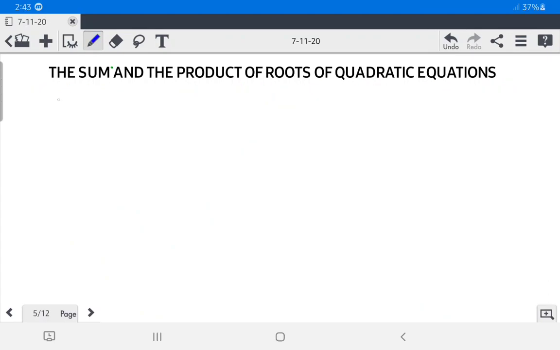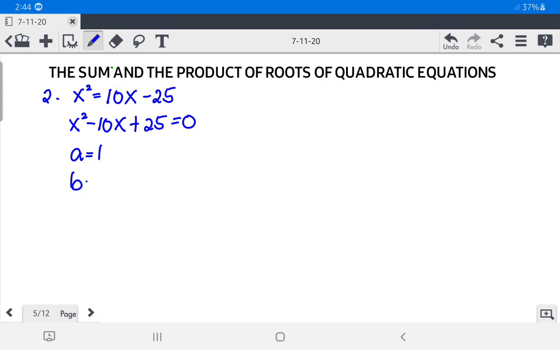Number 2. Let's say we have x squared equals to 10x minus 25. First step is we're going to rearrange the terms into standard form. So, we have x squared minus 10x plus 25 equals to 0. So, value of a is 1, value of b is negative 10, value of c is 25.